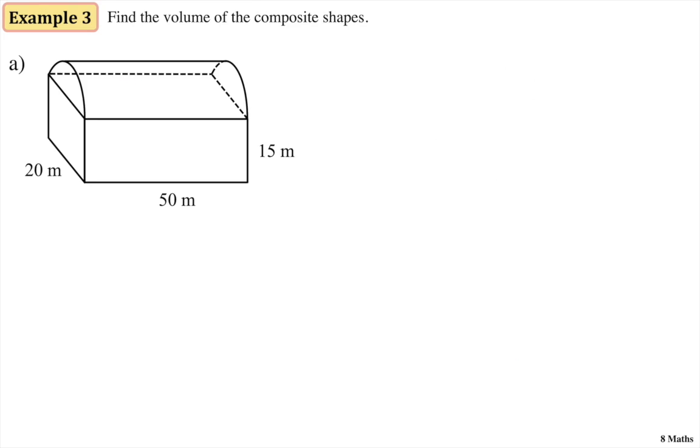This shape's a composite shape. It's a bit trickier. When I look at this, if I look at that left-hand edge, it would be the same as the area of the right-hand edge. So what I'm going to do is find that area there and times it by 50 because there's a 50 metre gap between the left and the right-hand shapes. So my formula is the volume is the area of my end piece times by h, which will be 50.